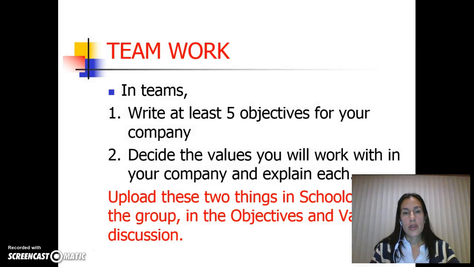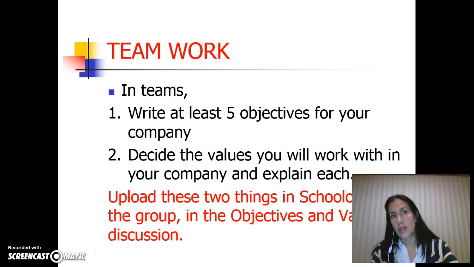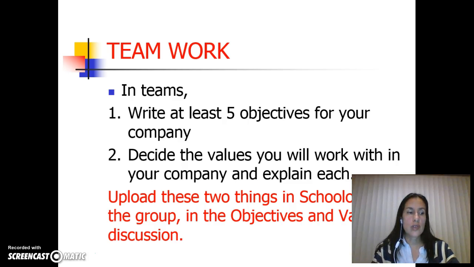And the teamwork that you have to do is write at least 5 objectives for your company. At least means, guys, that it's the minimum number of objectives. If you write 3 objectives, that's not enough. They have to be at least 5. And of course, think about being SMART objectives. They have to be related to all the areas in your company. Not all of them related to sales, or not all of them related to human resources. So include all the areas in the company.